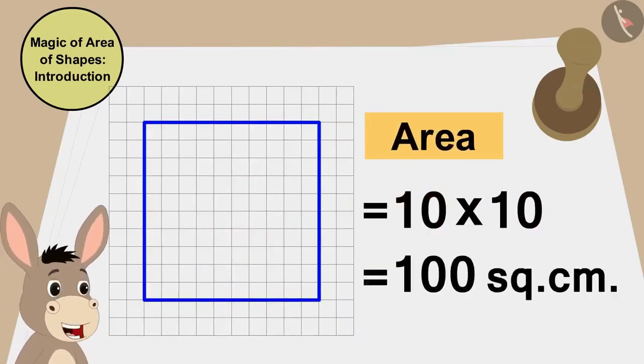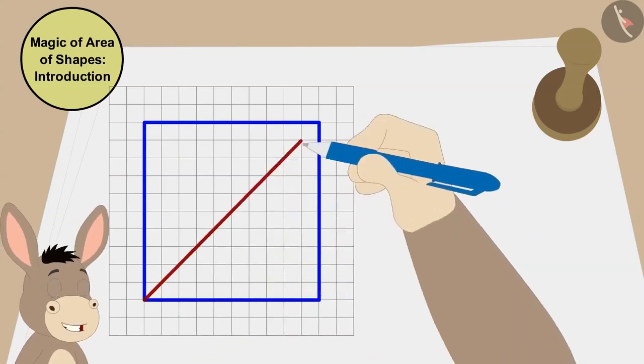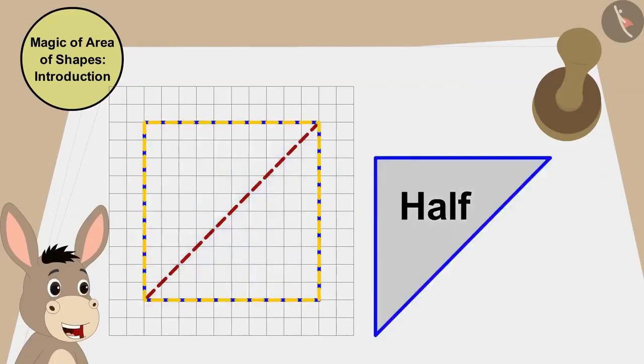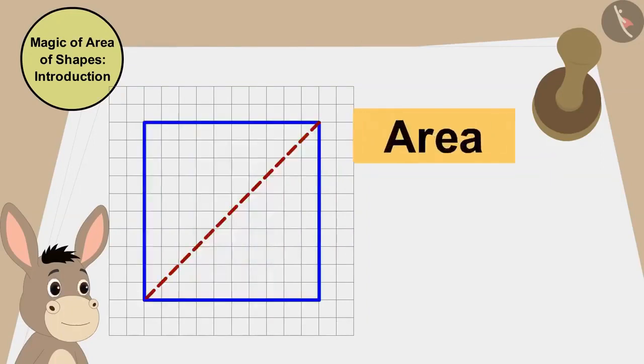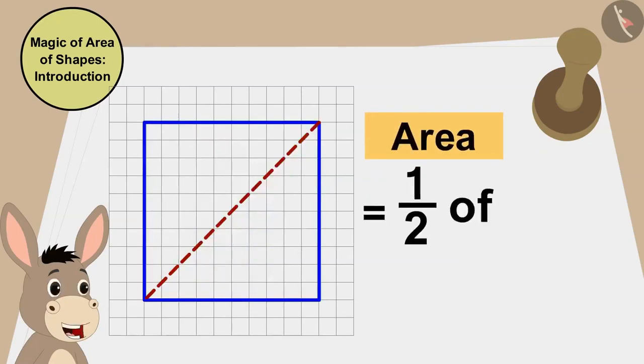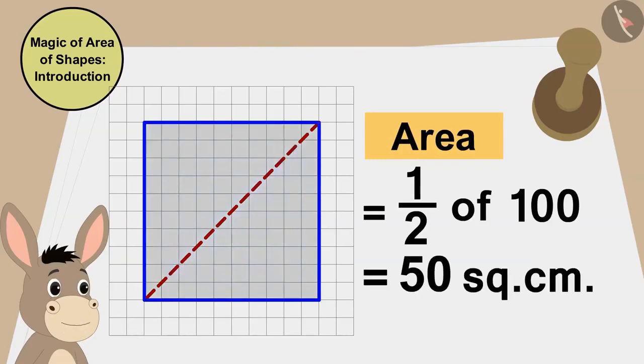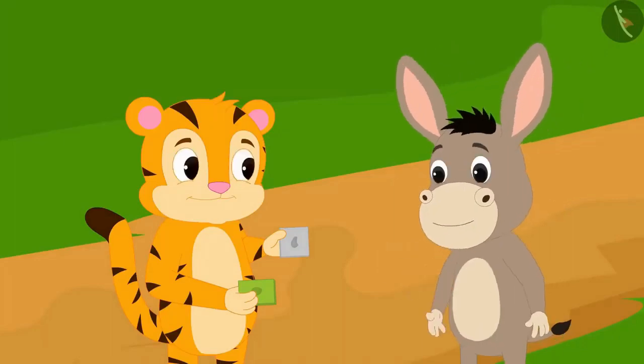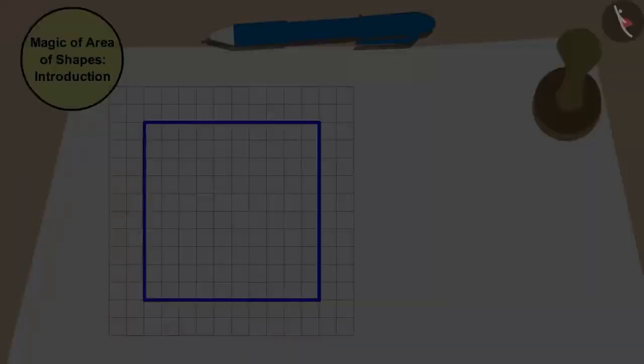That's 100 square centimeters. If I draw a straight line like this, I will divide this cashew barfi into 2 equal triangles. And because both triangles are half of this cashew barfi, both of the areas of the triangles will be half, or 50 square centimeters of the area of cashew barfi. Bhola told Sher Khan. Sher Khan was shocked.